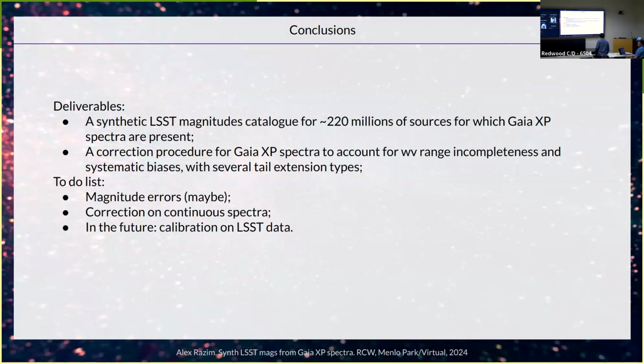A great data set. Do you plan to also publish, or do you have available the corrected Gaia XP for general use? Because one can see the possibility of using it not only for synthetic LSST magnitudes, but say synthetic Roman magnitudes, synthetic Euclid magnitudes, and so on, and being able to create transformations between the different systems, which become very important as we move forward.